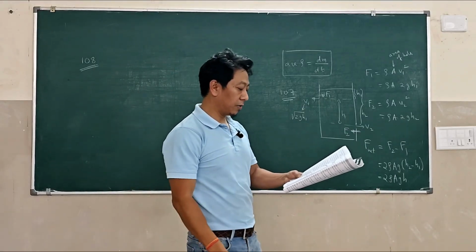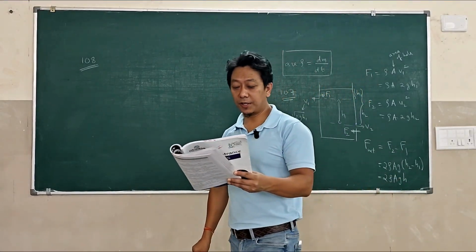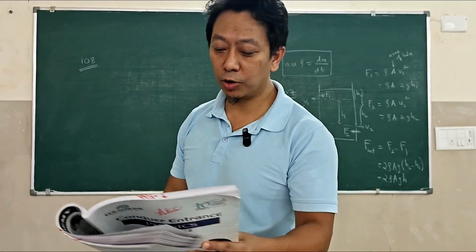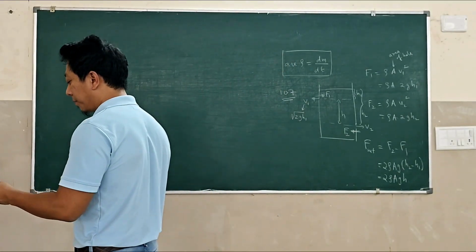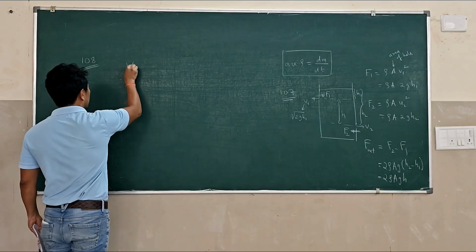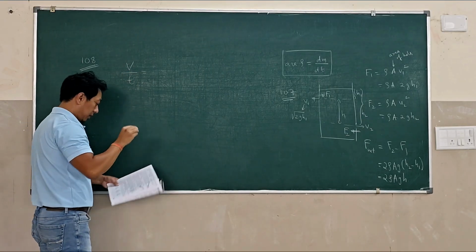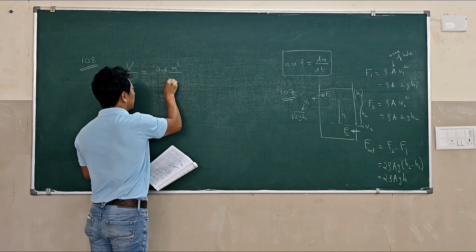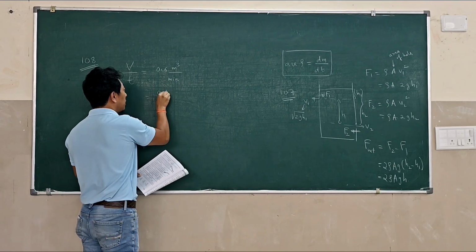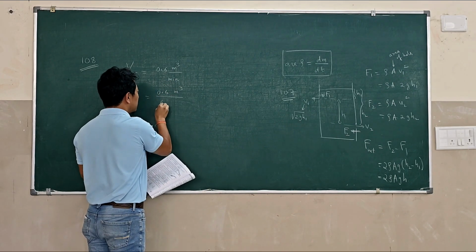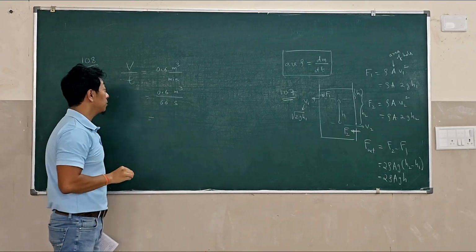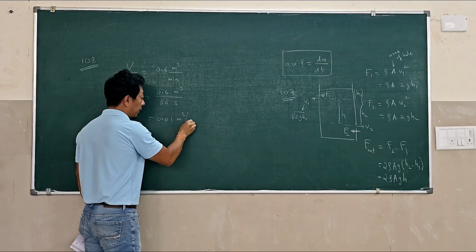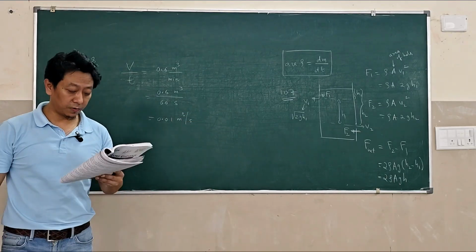Question number 108, you see, a jet of water delivering 0.6 meter cube of water per minute. So the volume rate of flow V by T is given as 0.6 meter cube per minute, which means 0.6 meter cube by 60 seconds, which means 0.01 meter cube per second. That is the volume rate of flow.